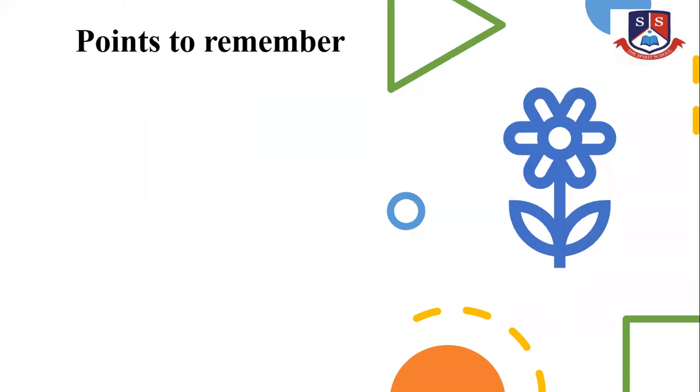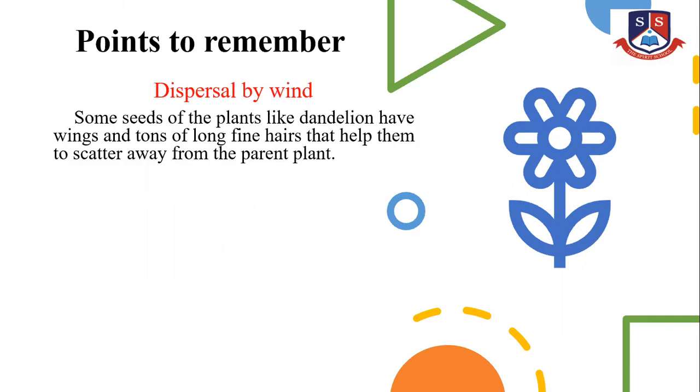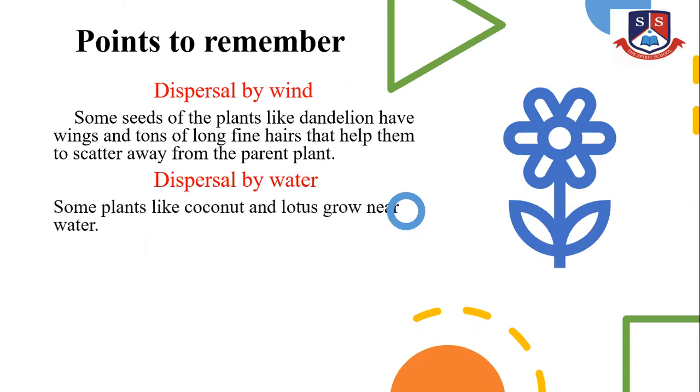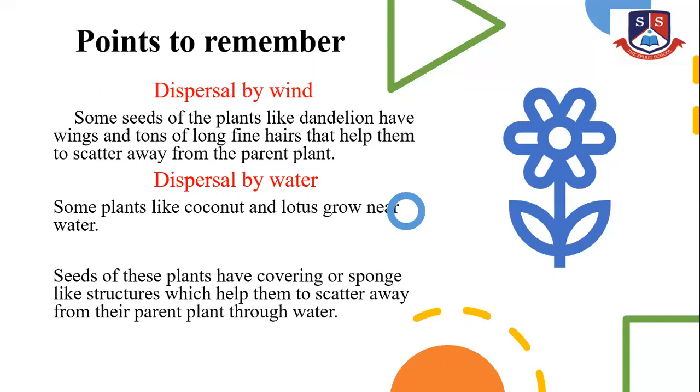Points to remember: dispersal by wind. Some seeds of plants like dandelion have wings and tufts of long fine hairs that help them to scatter away from the parent plant. Dispersal by water. Some plants like coconut and lotus grow near the water. Seeds of these plants have coverings or sponge-like structures which help them to scatter away from their parent plant through water.